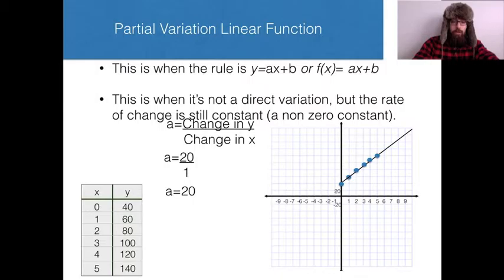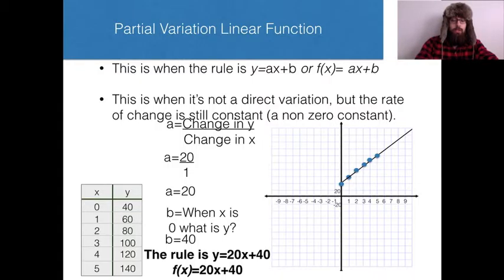Now what we need to do though is figure out what the b is. So when x is 0, what is y? Well, if we look at our graph, the line passes through the y-axis at 40. So for us, our rule is just going to be y is equal to 20x plus 40. And that's it. Those are the 3 functions that we're looking at. Constant, direct, and partial. And the way you'll remember for the partial is if you look, when x is 0, y is a number. In this case, we have 40.